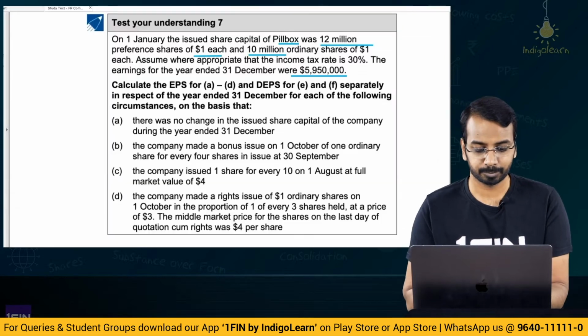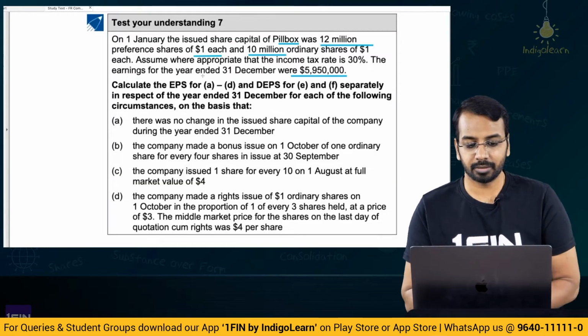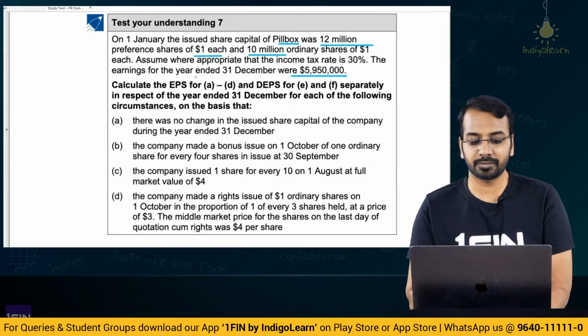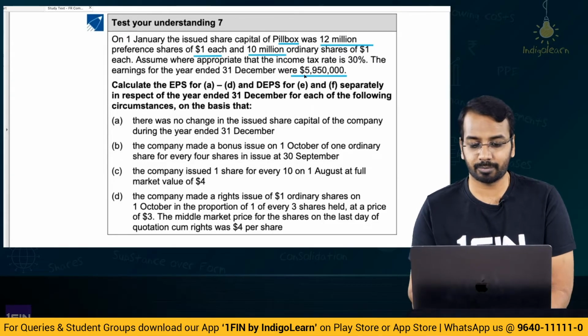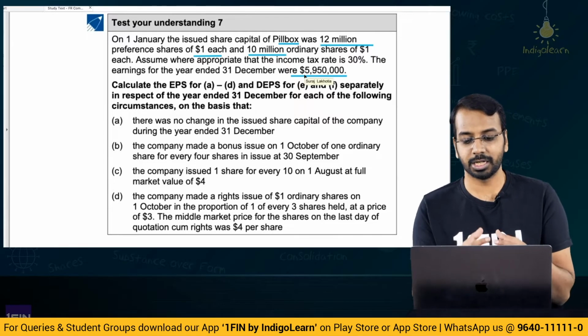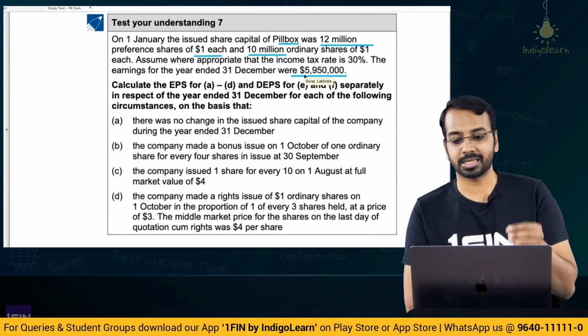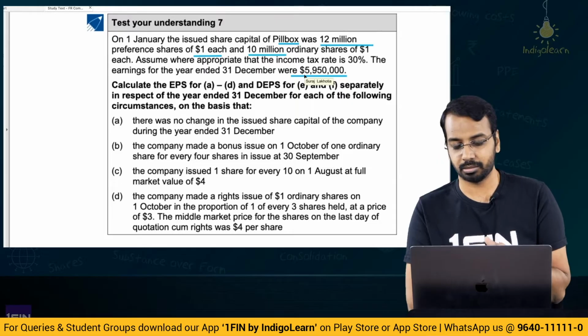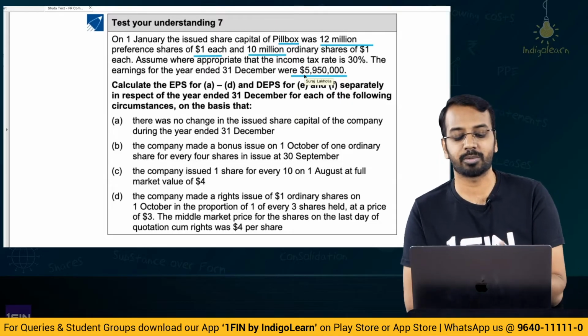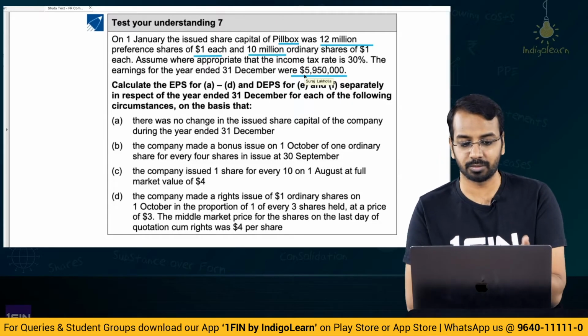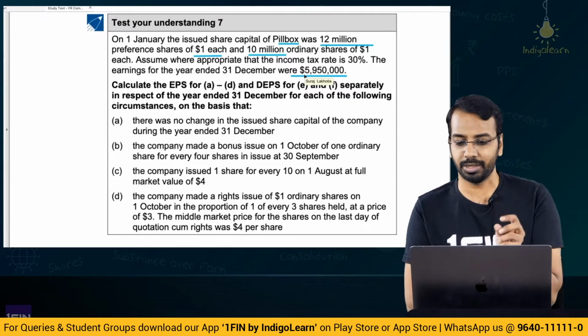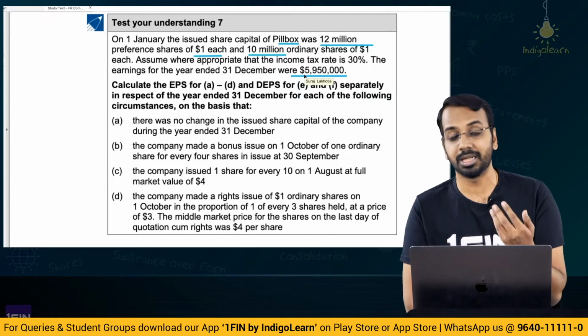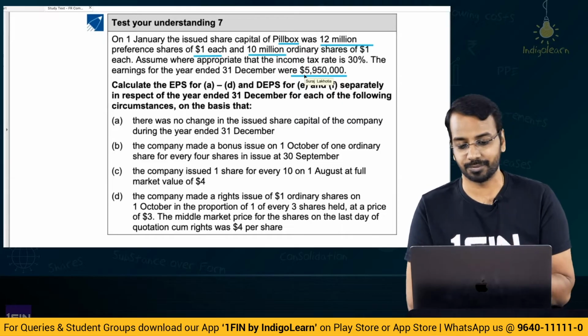Now, here when they say the earnings for the year ended 31st December were 5.95 million, that is what we need to take as the starting point. One thing we know is that we have to reduce the preference dividend, but they have not given us the information about the preference dividend. They have not mentioned the percentage, so we cannot do anything. We'll assume that this is the earnings after giving effect of tax and preference dividend.